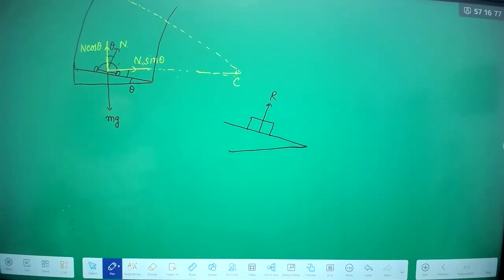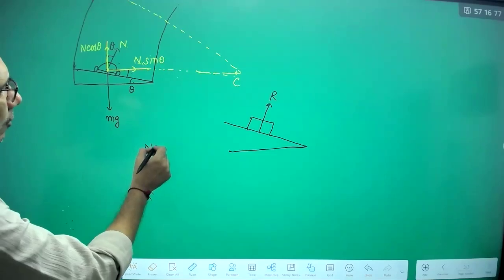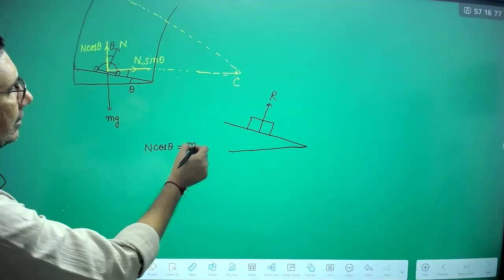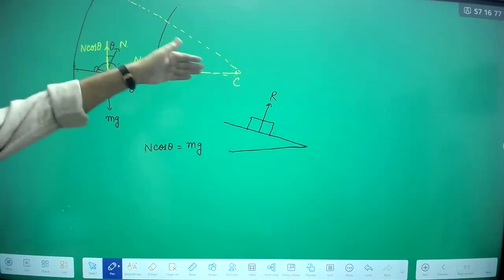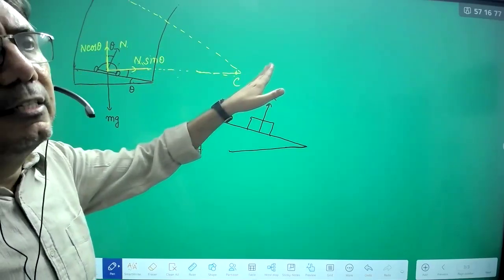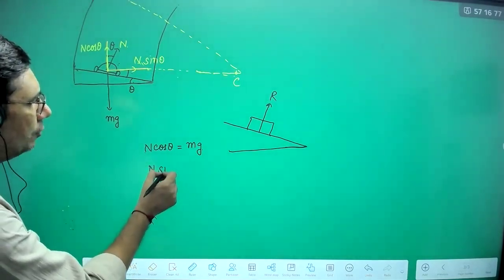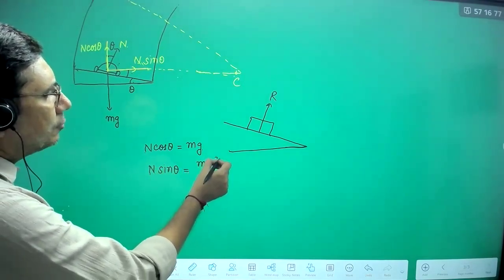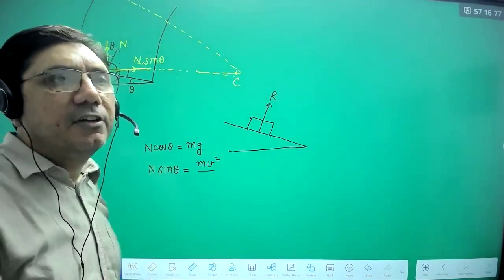N cos theta. So now the weight of this car, that is mg, will be balanced by this component of normal reaction N cos theta, which is going to exactly balance this mg. And this component of normal reaction N sine theta, acting toward the center of curvature, is going to act as a source of centripetal force. By banking this road, you have removed the dependency of the centripetal force on the friction force.